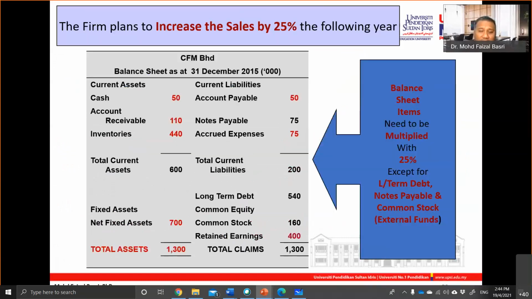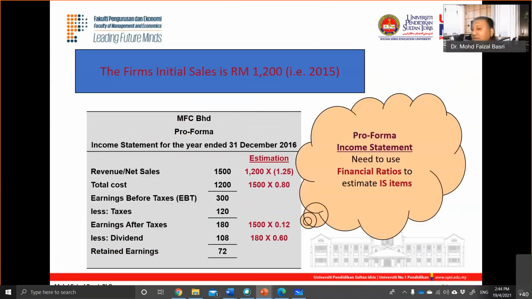Okay, and for my case just now, I didn't show you how to prepare the Proforma income statement. Okay, because most of the time, if they ask you to do Proforma income statement, we're gonna do ratios. Okay, but from our case, why we need ratios is basically to find this part, the retained earning. Okay, the only reason why we need to prepare Proforma income statement is to find the retained earning.